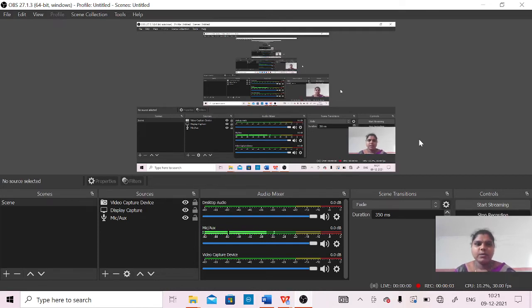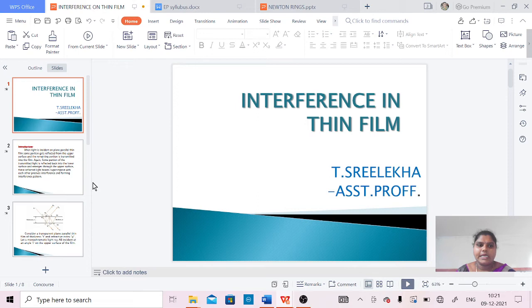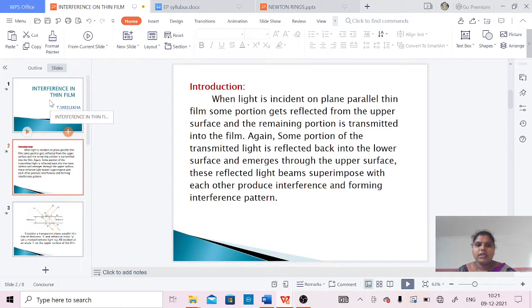Today our next topic in our interference concept is interference in thin films. Up to the last video, we discussed superposition of waves and interference of light, and the conditions that are mainly required for interference. Now let us see what the interference concept is in thin films.